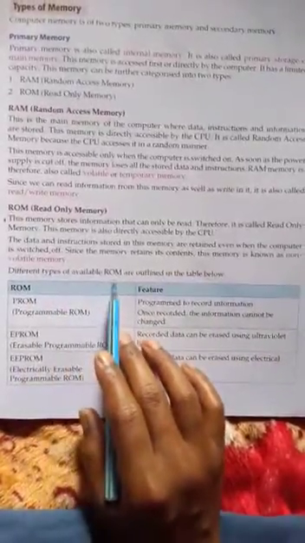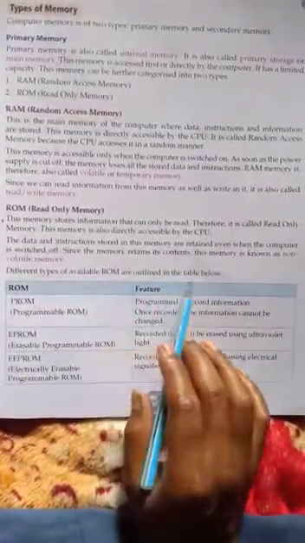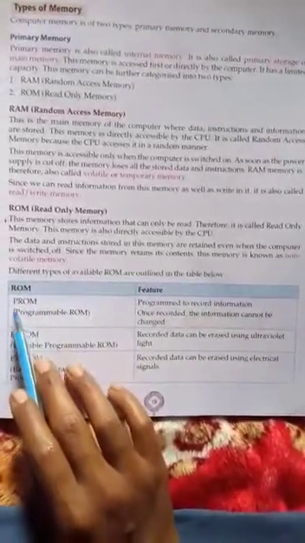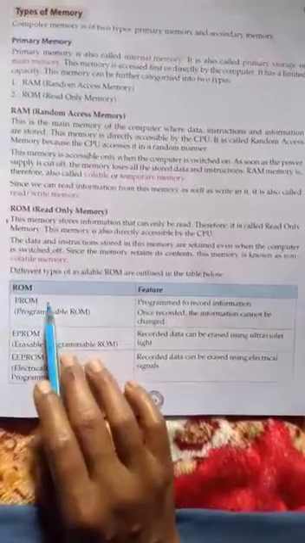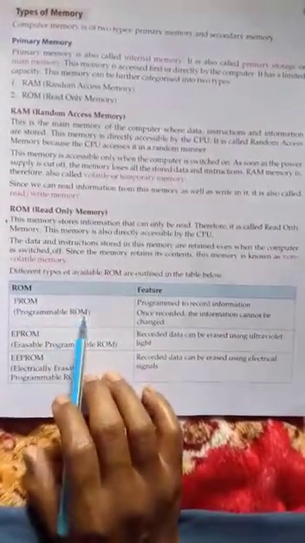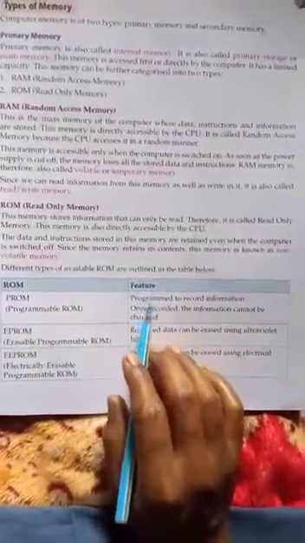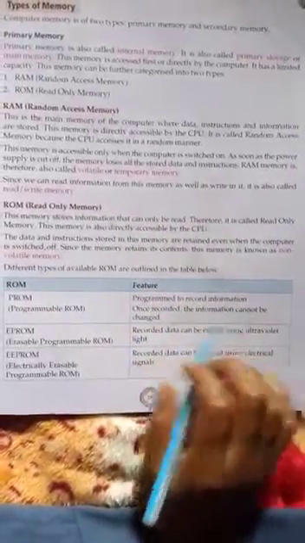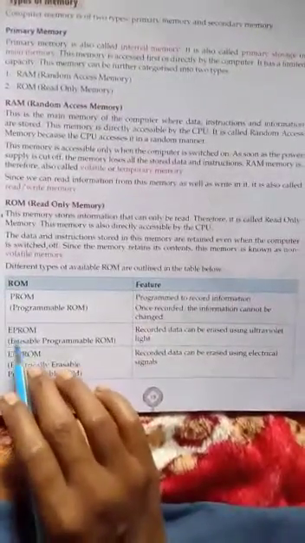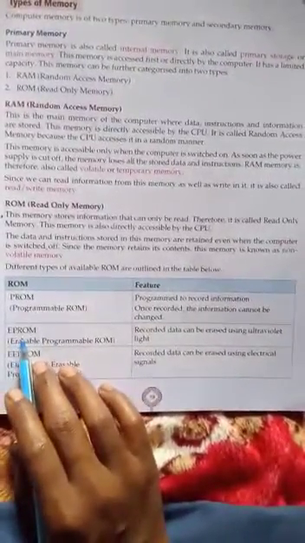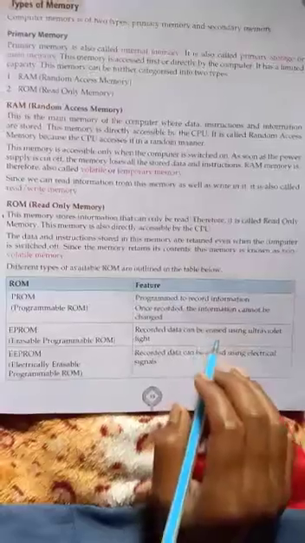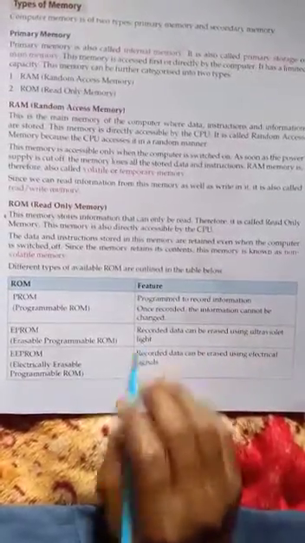So different types of available ROM are outlined in the table below. PROM, programmable ROM. Its feature is programmed to record information. Once recorded, the information cannot be changed. EPROM. Erasable programmable ROM. Recorded data can be erased using ultraviolet light.